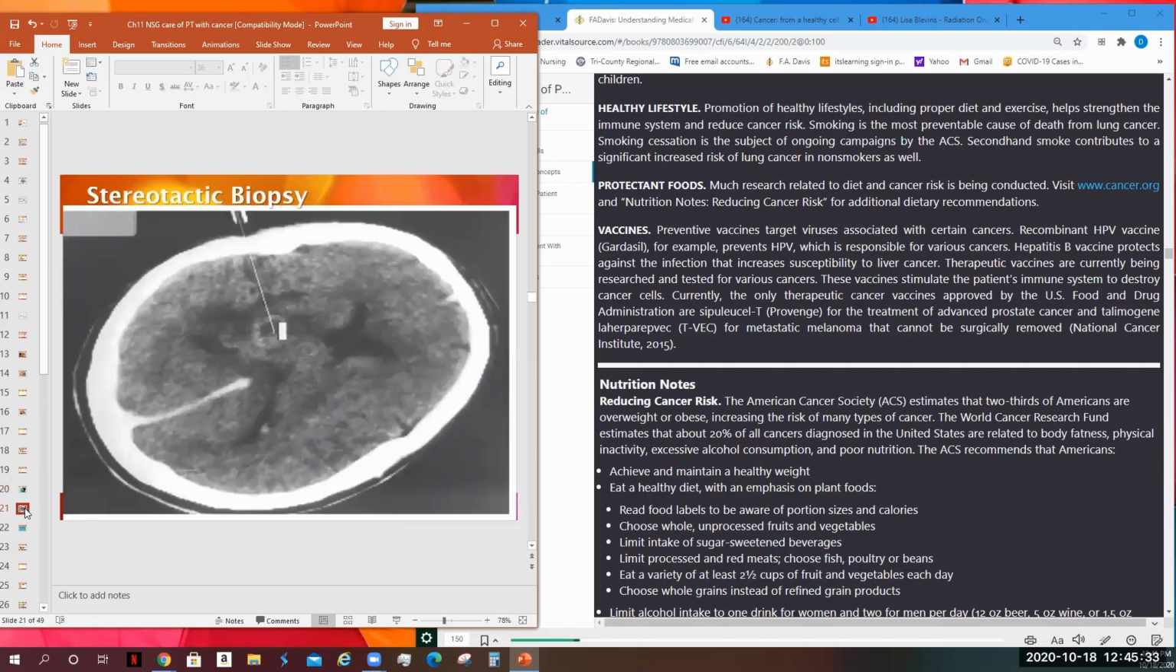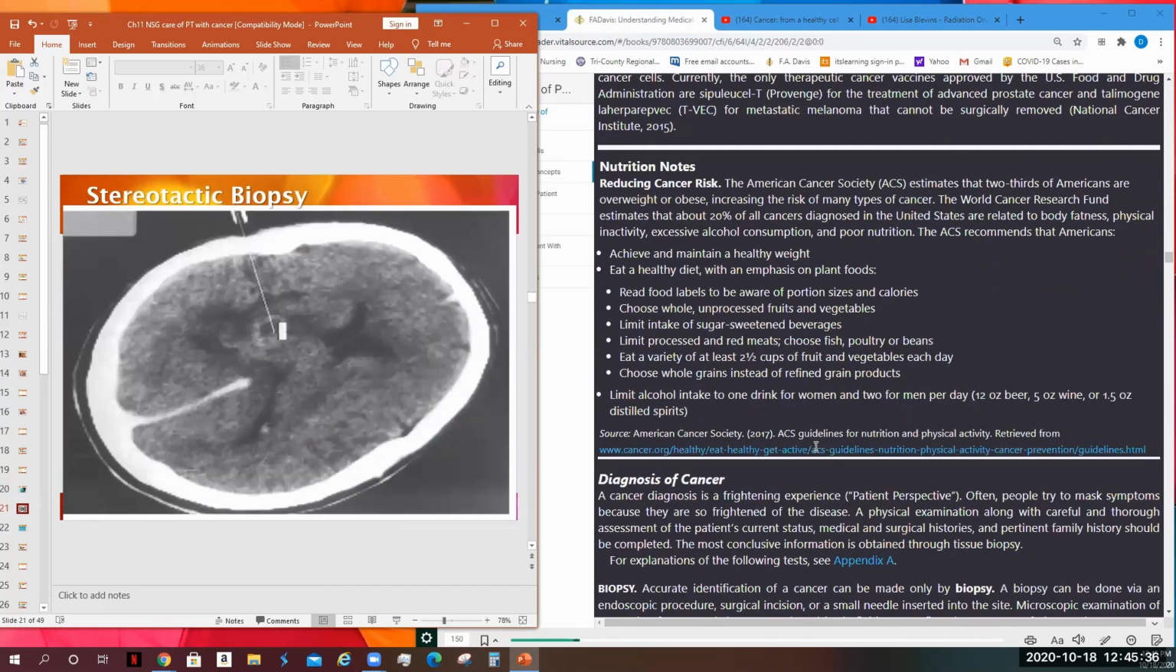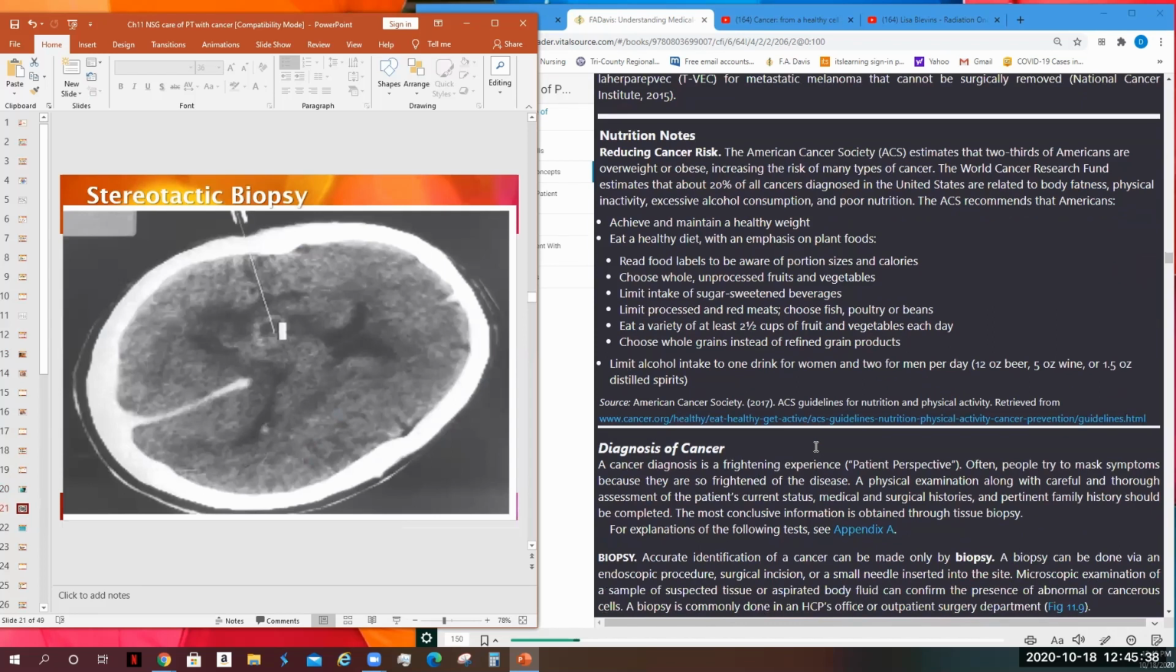Nutrition notes. Reducing cancer risk. The American Cancer Society estimates that two-thirds of Americans are overweight or obese.